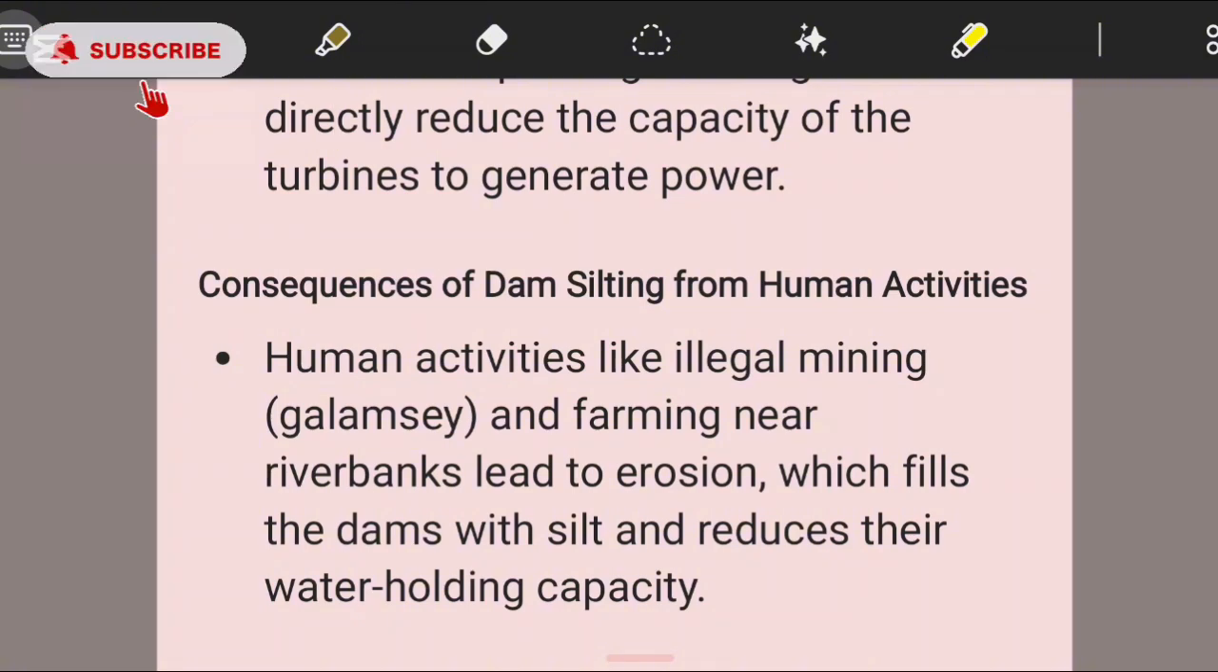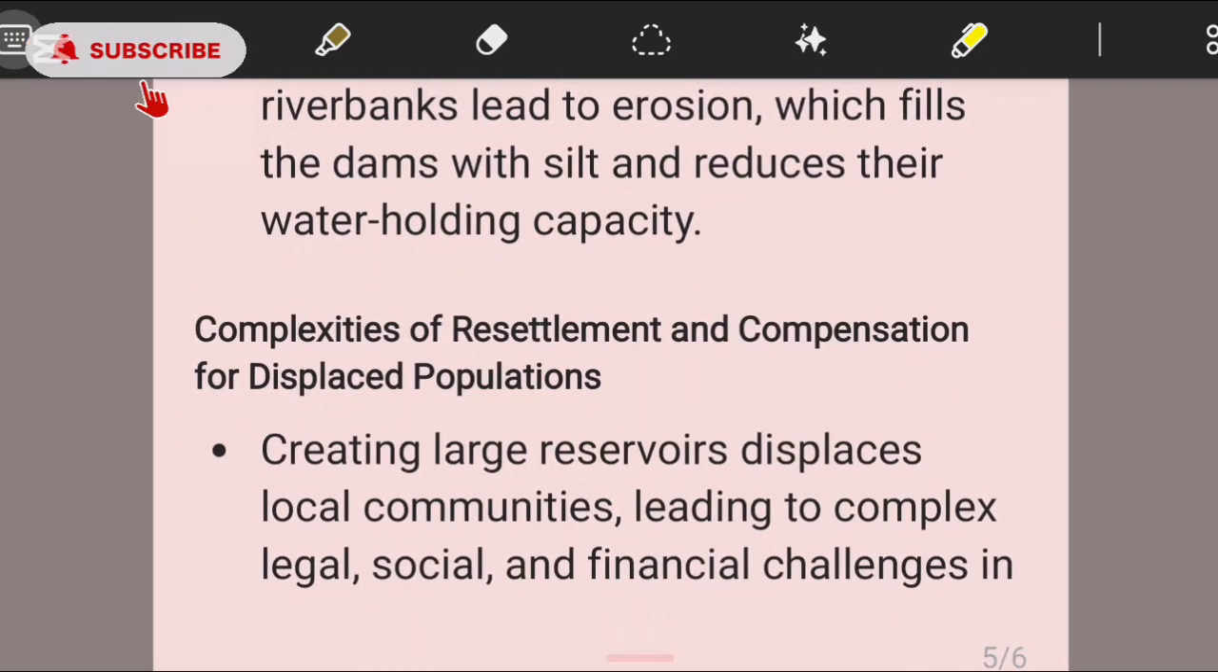Next one, consequences of dam silting. Human activities like galamsey and farming near riverbanks lead to erosion, which fills dams with silt and reduces their holding capacities. Yes, this is very true. When sand and those stuff get into the dam, it takes a chunk of the space where water was supposed to fill, and it becomes difficult for it to store much water. And dredging this is also another challenge which comes with cost.